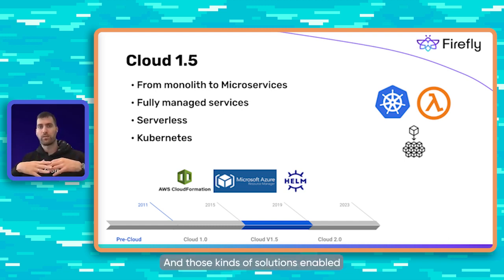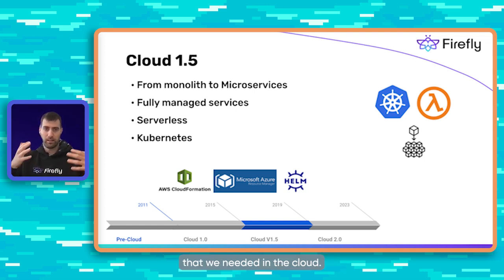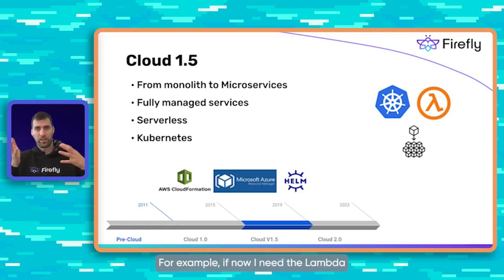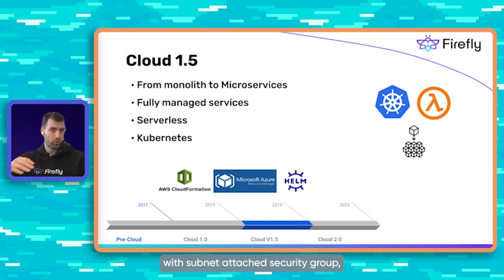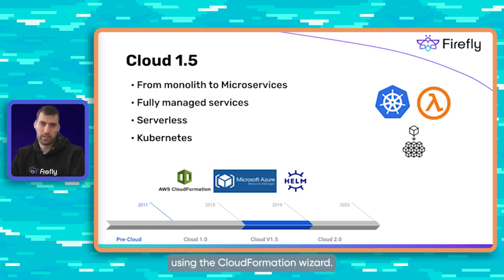And those kinds of solutions enabled us to install and to deploy everything that we needed in the cloud. For example, if now I need a Lambda function that is deployed under a VPC with a subnet attached, security group attached, etc., we can build all of this in a YAML file and deploy with one click using the CloudFormation wizard.